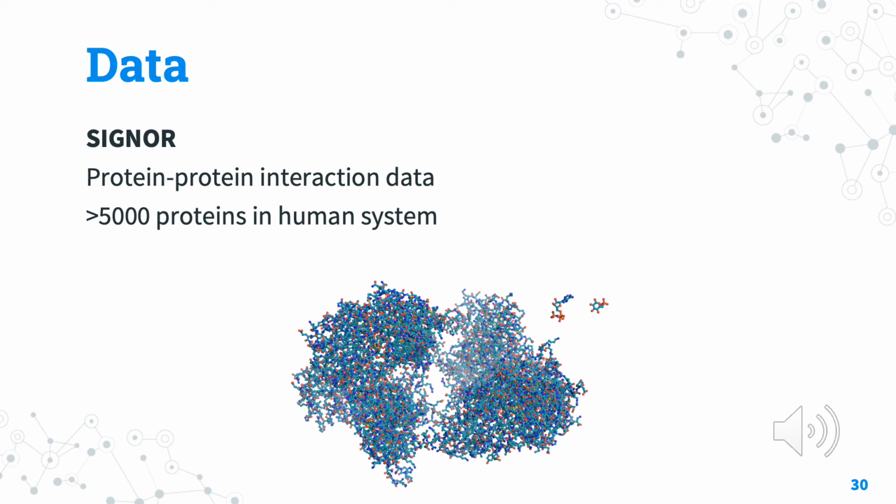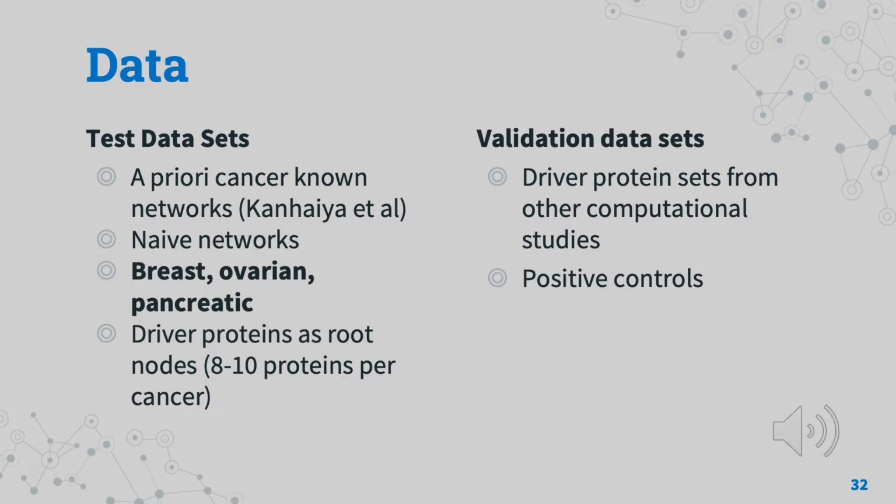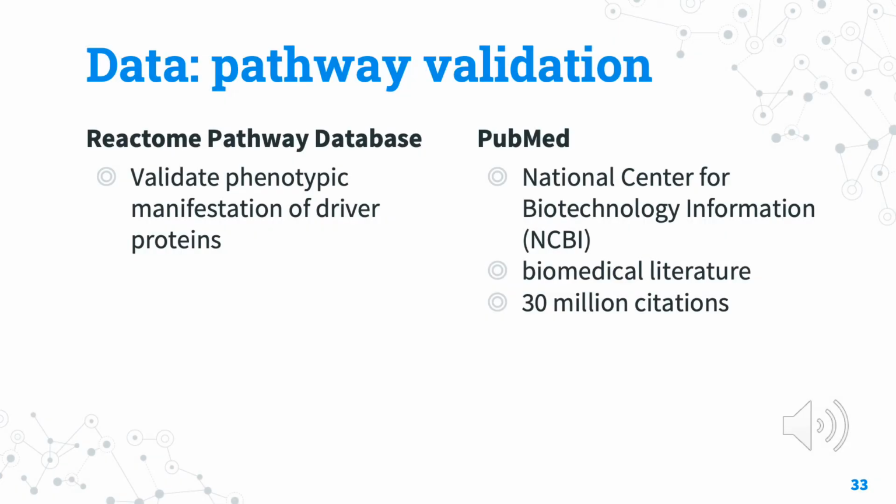For our methods and data, we use the SIGNOR dataset, which is an open source dataset of protein-protein interactions in the human system, which we divided into test sets, which we implemented our algorithm on, and validation sets, which we compared the results of our algorithm to. From the driver proteins we found, we performed pathway analysis, and from the pathways we got from here, we performed a literature survey to see how many of these pathways actually did have a link with cancer.